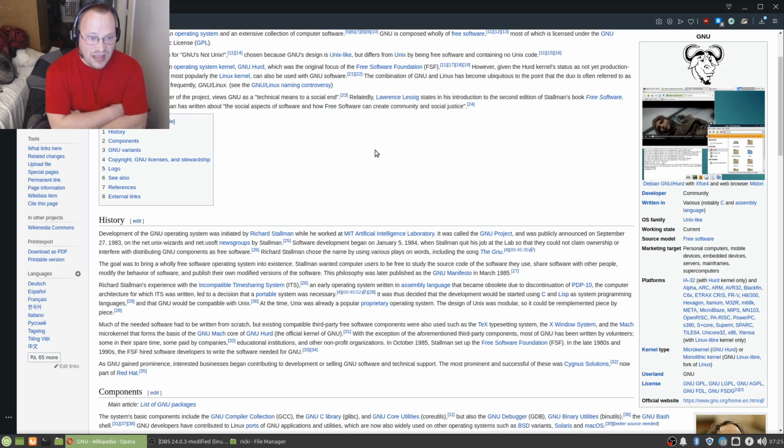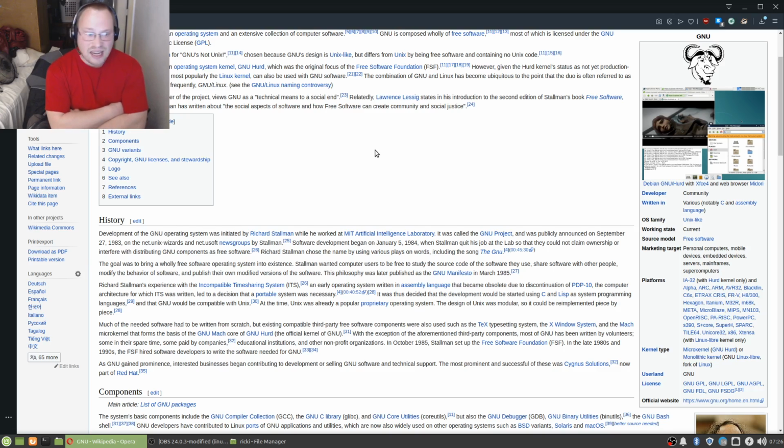Much of the needed software had to be written from scratch, but existing compatible third-party free software components were also used, such as the text typesetting system, the X Window System, and the Mach microkernel that forms the basis of the GNU Mach core of GNU Hurd, the official kernel of GNU. With the exception of the aforementioned third-party components, most of GNU has been written by volunteers, some in their spare time, some paid by companies, educational institutions, and other non-profit organizations. In 1985, Richard Stallman set up the Free Software Foundation.